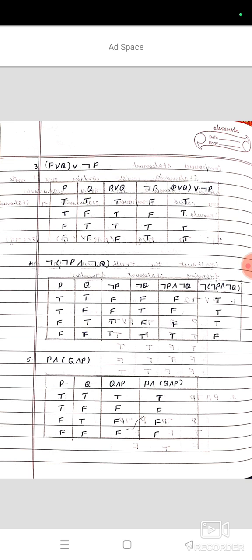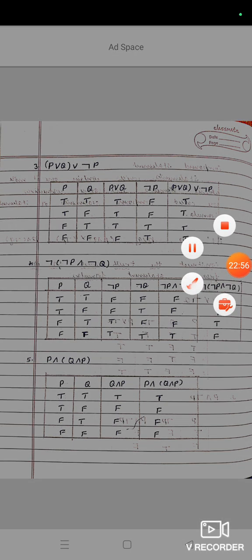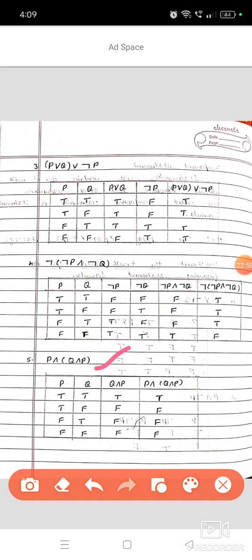Next one. P and Q and P. Two statements P and Q. Q and P same as P and Q. After that you have to combine Q and P with the P using the AND operator.